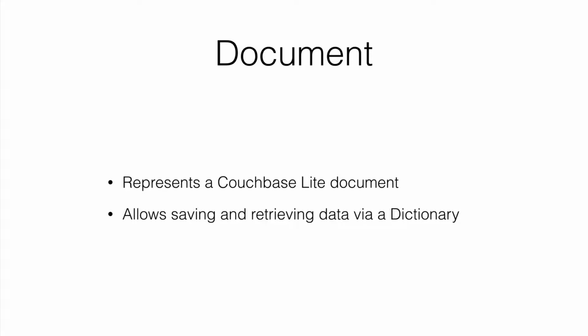So the document class in Couchbase Lite is what represents the Couchbase Lite document, right? And it's the document class that you're going to use to save data into Couchbase Lite. And subsequently later, you'll see how to sync that data up through the sync gateway to Couchbase servers, and then come back down through the sync gateway to other Couchbase Lite clients on whatever platform it may be. This document then, as I said, allows you saving and retrieving data via a dictionary.